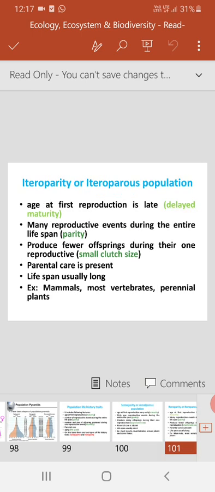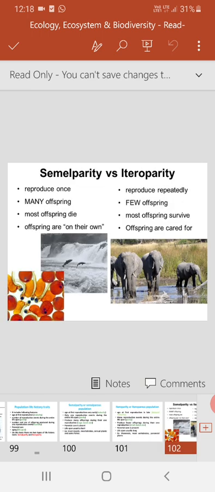In the case of iteroparous populations, or iteroparity, the age of first reproduction is delayed or very late. They have multiple reproductive events during the entire lifespan, so parity is more. During a single reproductive event, they produce fewer offspring, that is, a small clutch size. Parental care is extensive, that is, present, and lifespan is generally long. So such iteroparity life history traits are characteristic of populations of mammals, most vertebrates, and perennial plants, including humans.